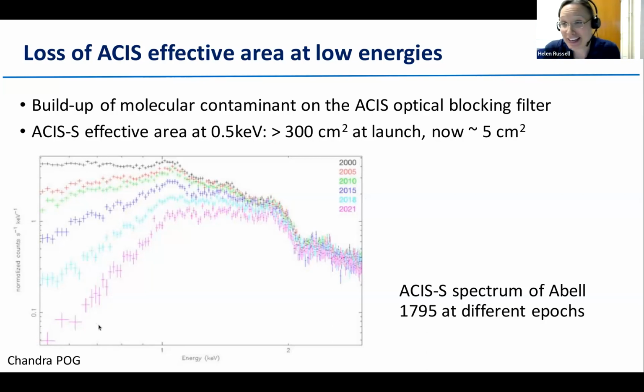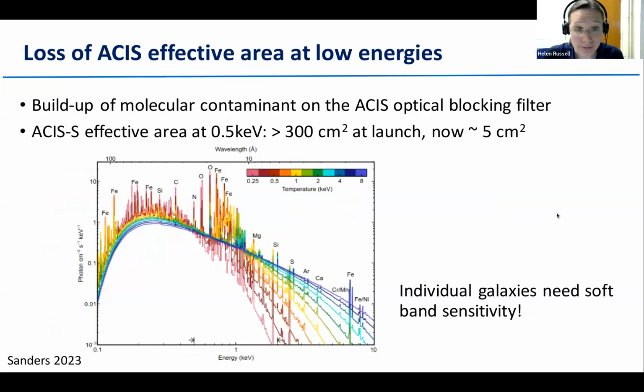I really hate looking at these kinds of plots, but this is what has happened. So it's over 2 orders of magnitude down here. We've lost effective area at half a keV from 300 centimeters squared at launch, now only a few centimeters squared, which is heartbreaking. This is due to a buildup of a molecular contaminant on the ACIS optical blocking filter. So this is the situation, and the soft band is exactly what we need for these individual galaxies.